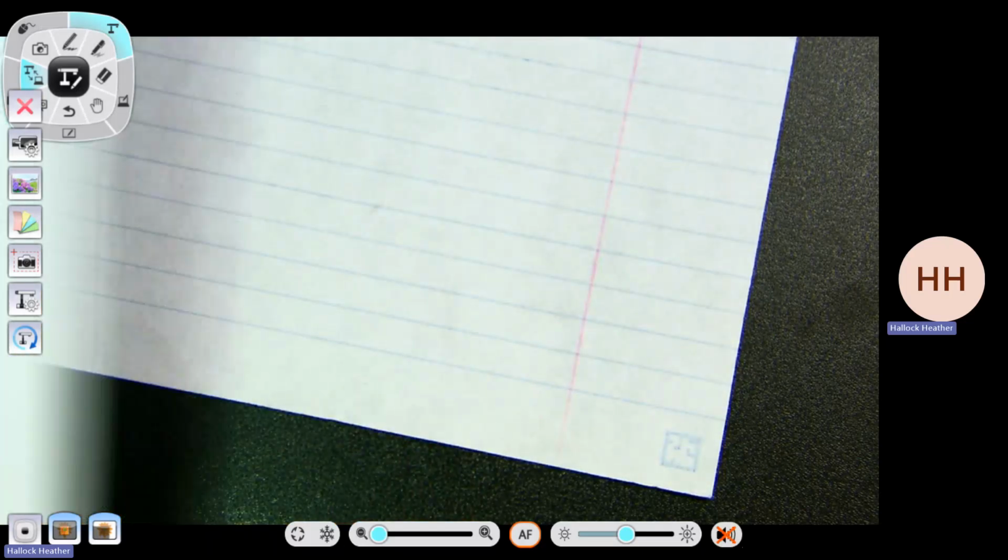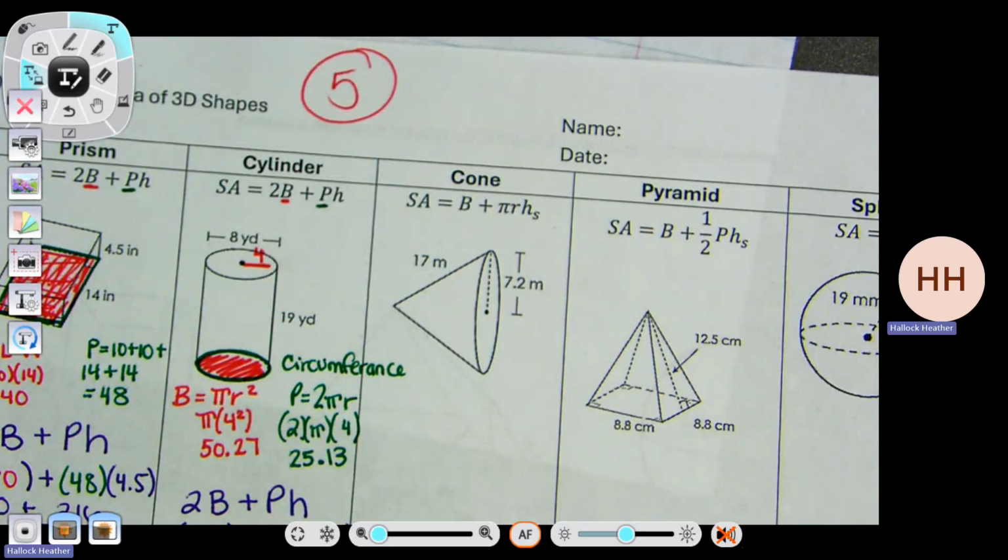Get off your phone. That'll be there later. We're having fun. We're doing math.